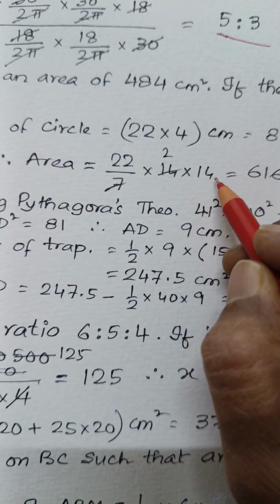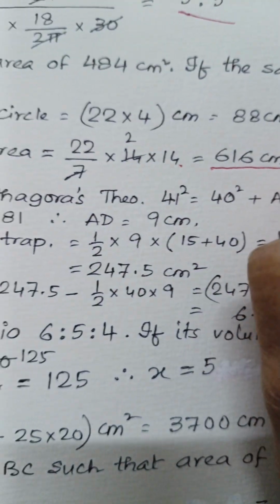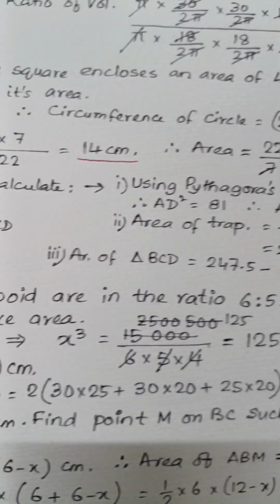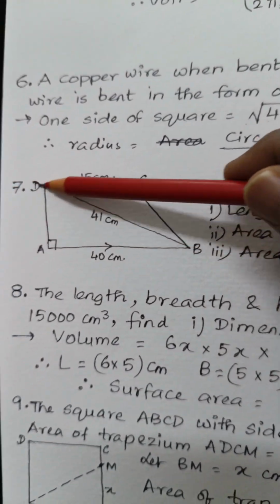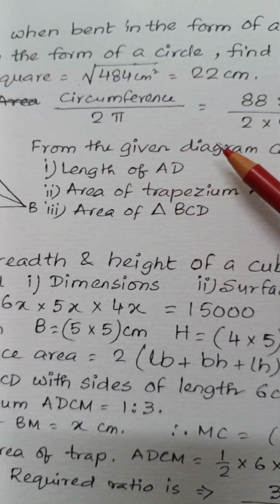What is the area? 22 by 7 into r square, that means 14 into 14. We get 616 square centimeter. Question number 7. There is a trapezium out here.